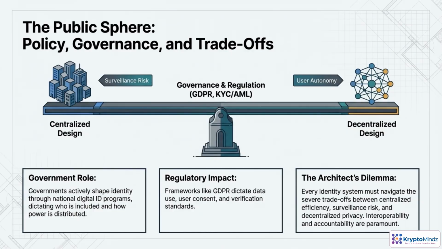When you design identity for the public sphere, you're really choosing where to sit on a spectrum. On one end, centralized designs give governments and large platforms strong control. That can mean efficiency, consistency, and easier enforcement, but also higher surveillance risk and single points of failure. On the other end, decentralized designs increase user autonomy and privacy, but make regulation, interoperability, and enforcement harder. Your role is to decide which risks you're willing to own, and then govern them explicitly.